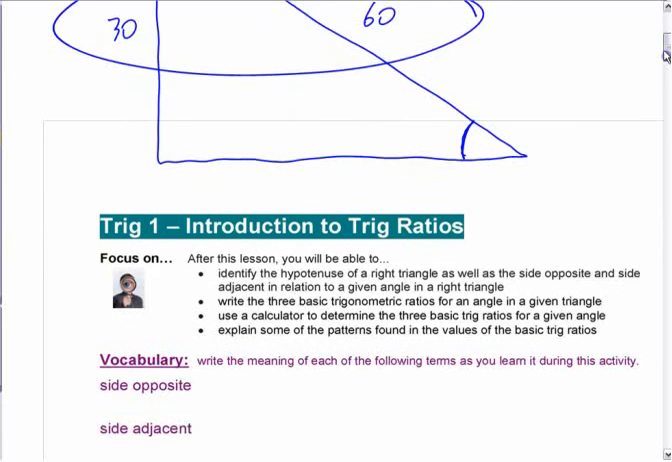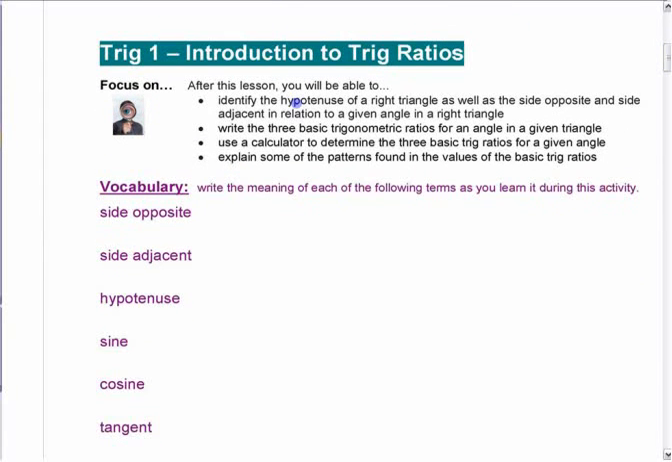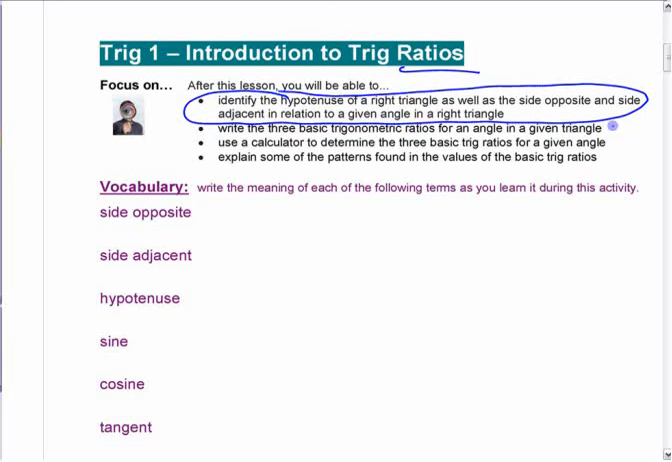So the first section here talks about introduction to trig ratios. That's what we're talking about: ratios of two sides of a triangle. There's lots we have to do to start trigonometry. In these tutorials, or sections here, the first thing is I would like to tell you what it is you're supposed to learn. So that's what this is.